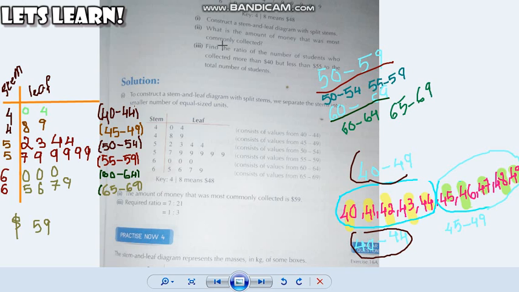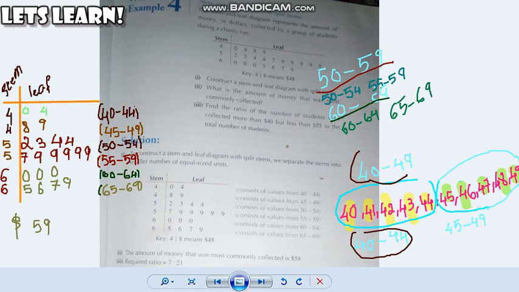The last question is find the ratio of the number of students who collected more than $40 but less than 55 to the total number of students। कह रहे हैं कि आपको क्या करना है, वो रेशियो निकालना है उन बच्चों का जिन्होंने मनी कलेक्ट किया है मोर देन $40 बट लेस देन 55। मतलब कि वो बच्चे हो जिन्होंने $40 से ज़्यादा लेकिन $55 से कम कलेक्ट किए हैं। किससे कंपेयर करना, टू द टोटल नंबर ऑफ स्टूडेंट्स। सो लेट्स डू इट हियर.